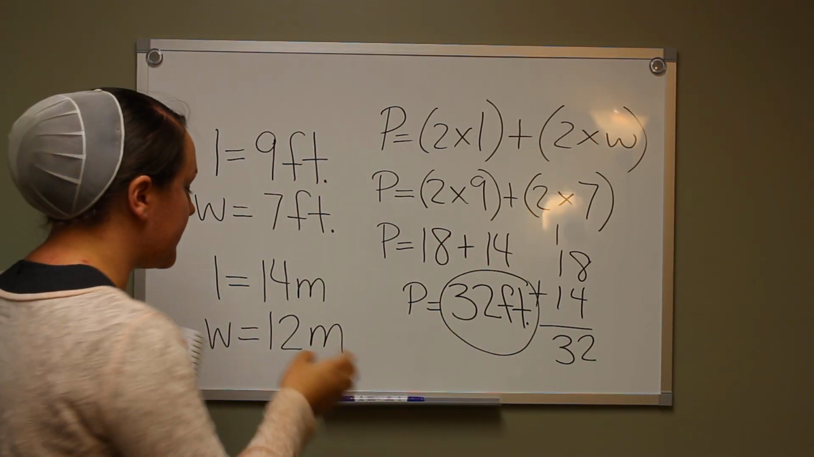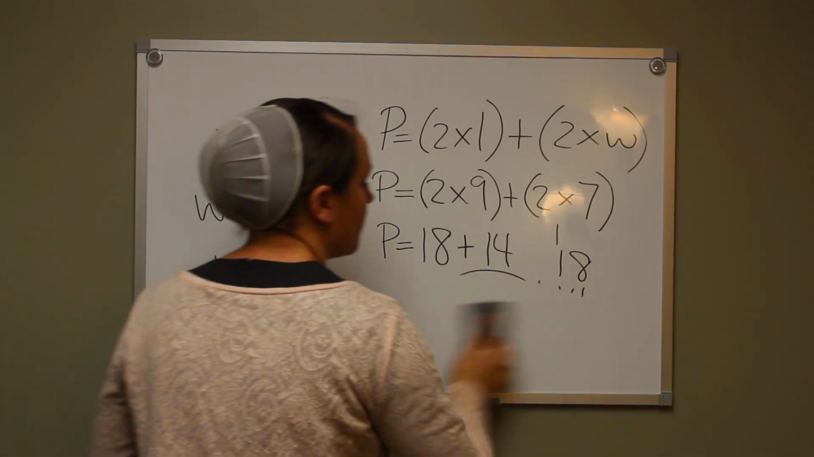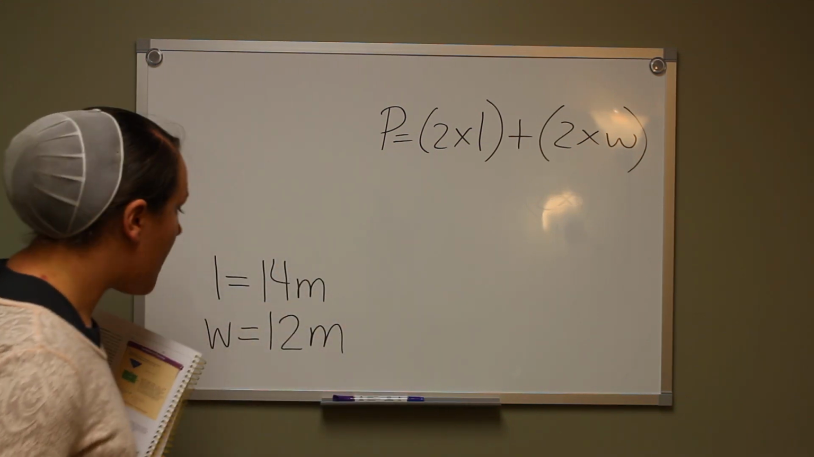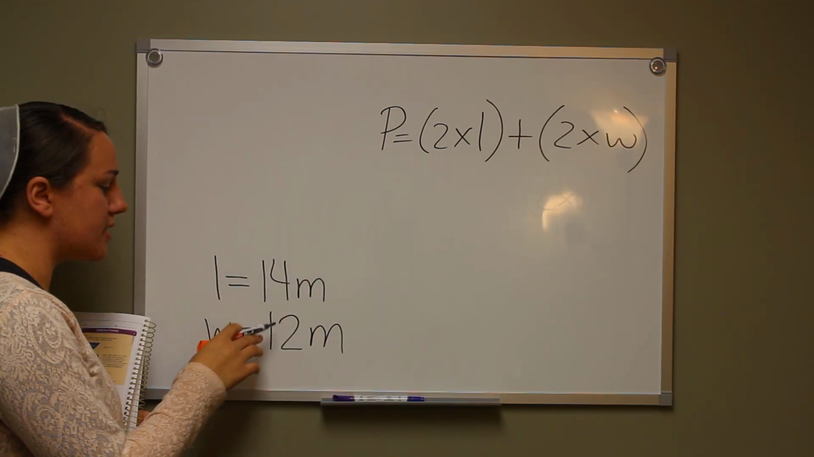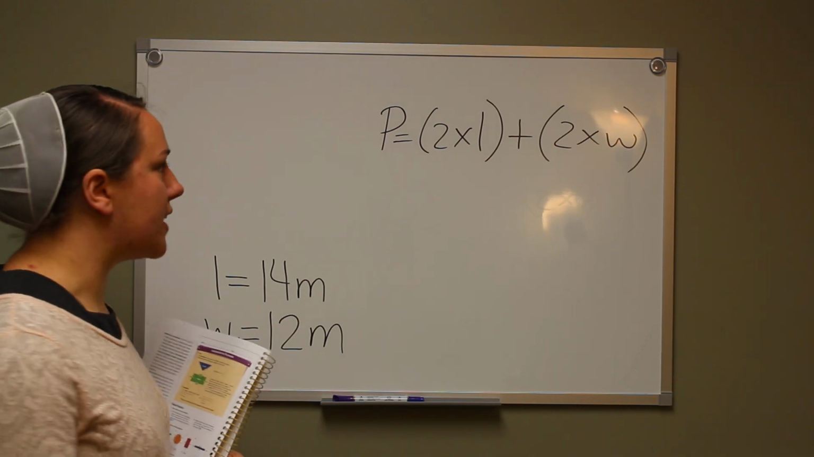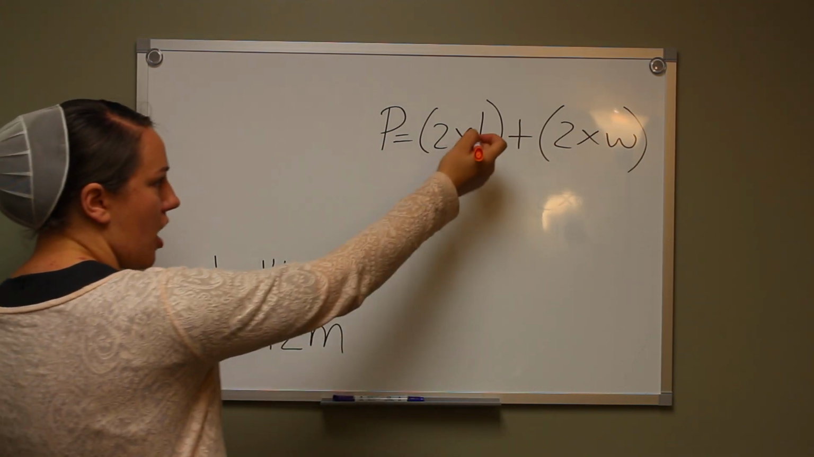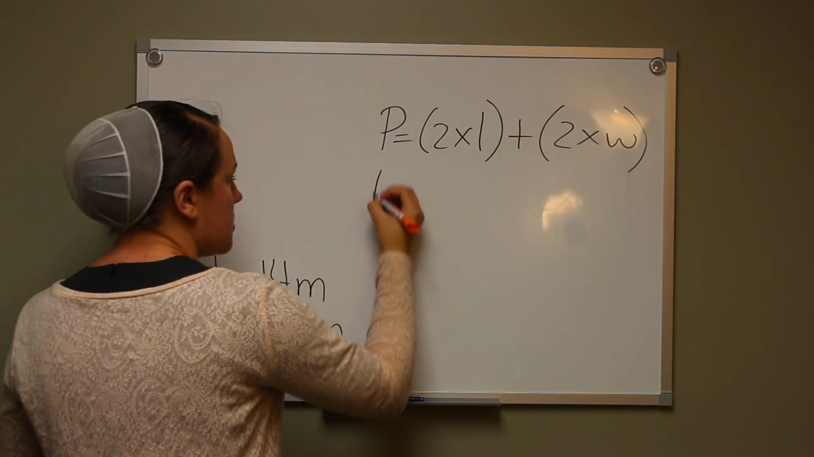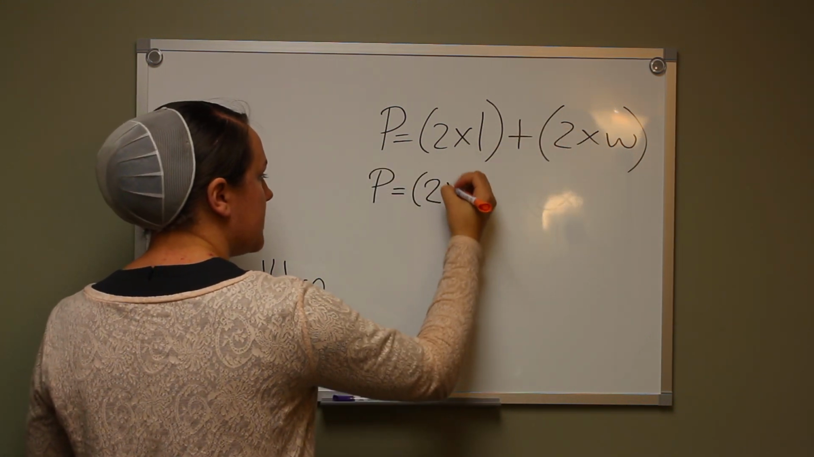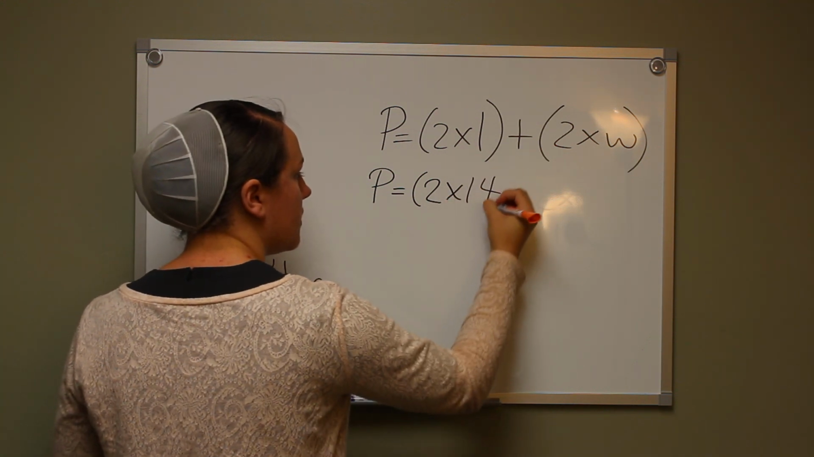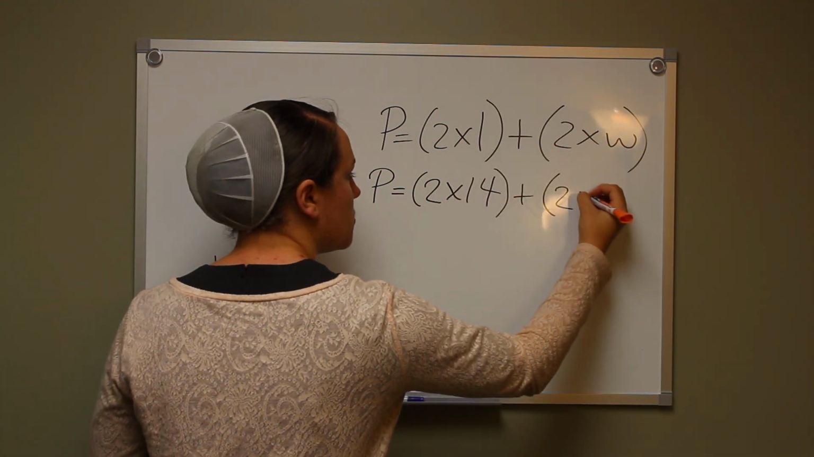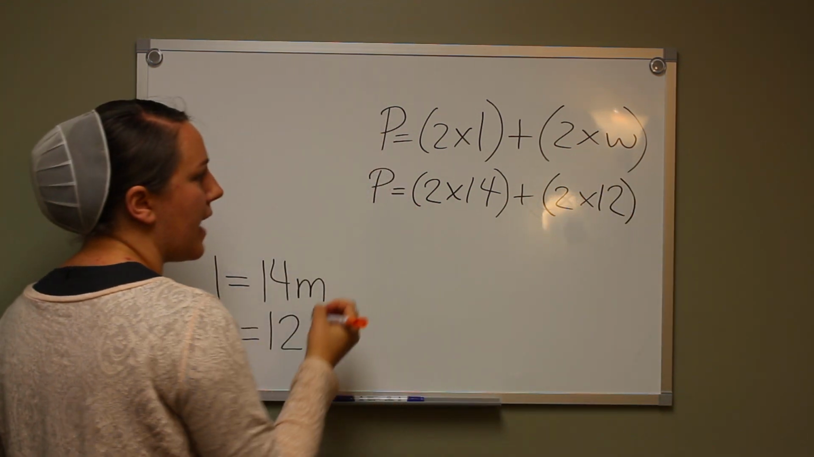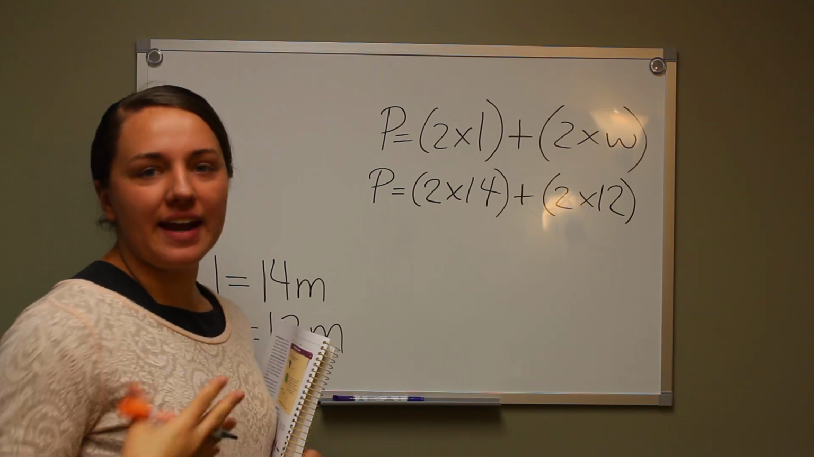Let's work one more of these together. We have the same formula, so I'll just leave that up on the board. Now we have a length of 14 meters and a width of 12 meters. So we can replace our L with 14 and replace our W with 12. So the formula is P equals 2 times 14 plus 2 times 12. And we work in the parentheses and then add them together.